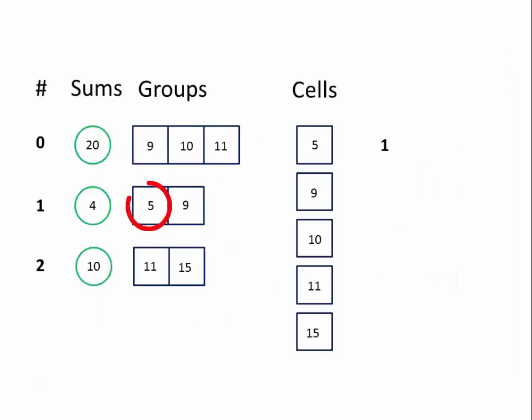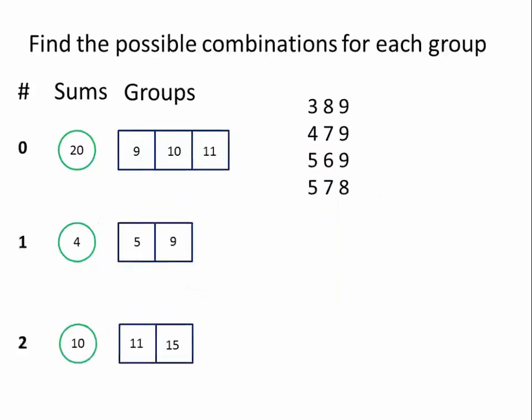Next, we find the groups each cell belongs to and the possible values for each one. Cell number 5 belongs to group number 1. Cell number 9 belongs to groups 0 and 1. Cell number 10 belongs to group 0. Cell 11 belongs to group 0 and 2. And cell number 15 belongs to group number 2.